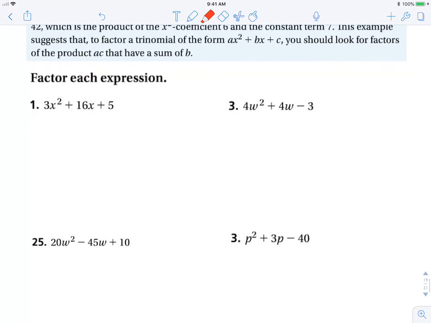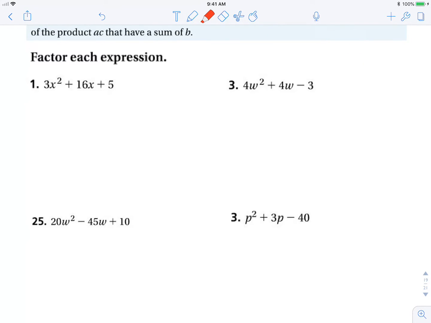So here we were trying to factor each expression, and we have a is 3, b is 16, and c is 5. So remember, the first thing I want to do is a times c, and those two numbers multiply to make 15. So if I think about 15, we want to see what factors of 15 add to make 16. So factors of 15 are 3 and 5, but those add to make 8, so that doesn't work. But we also have 15 and 1, and when we add those, we get 16, so that works.